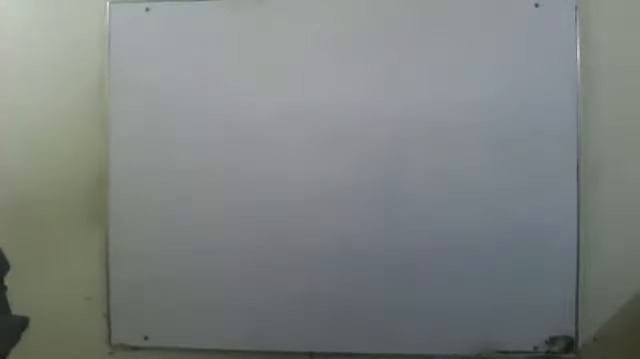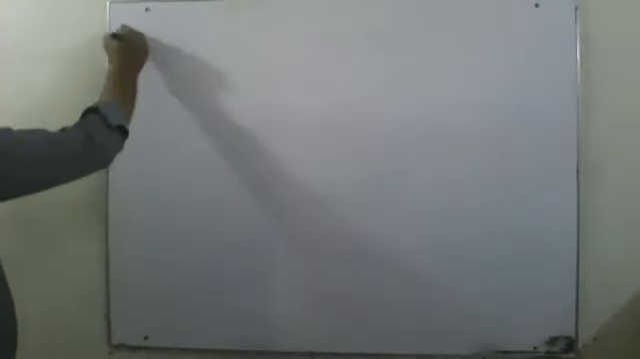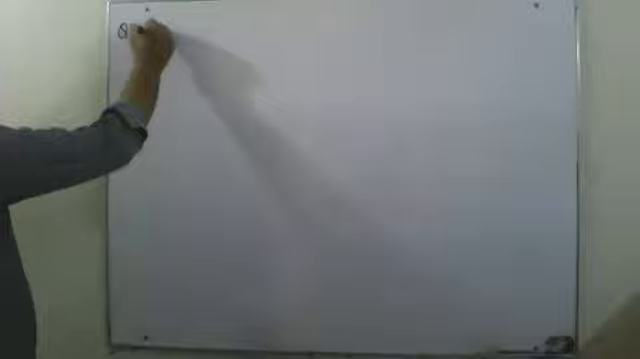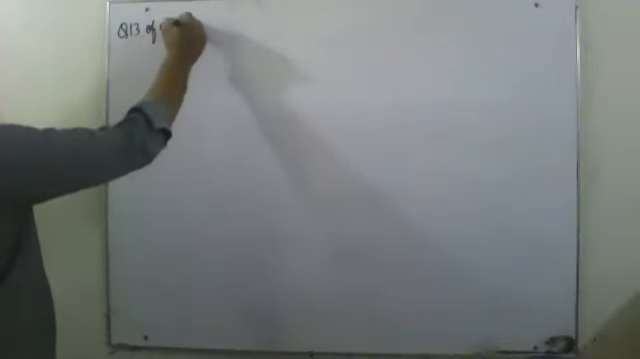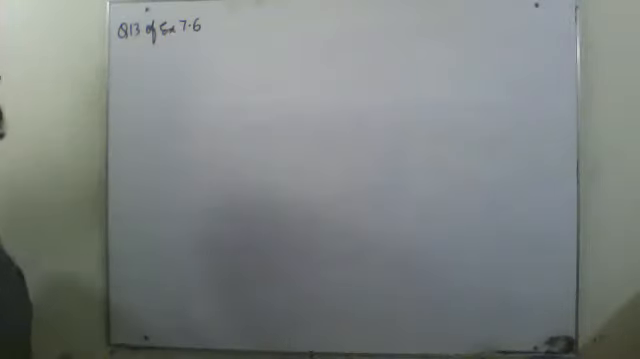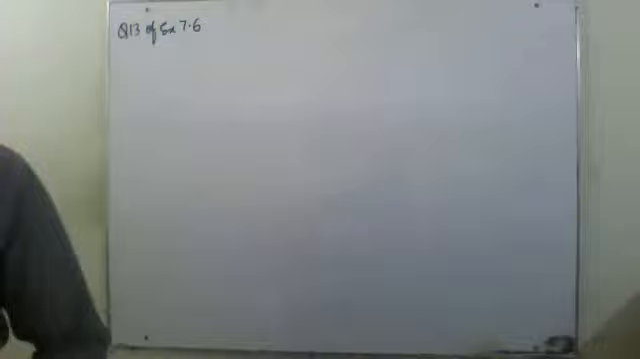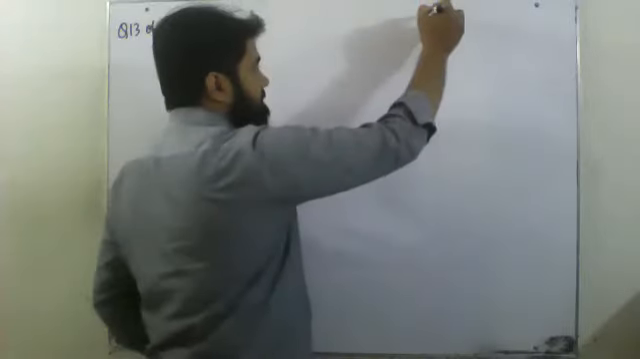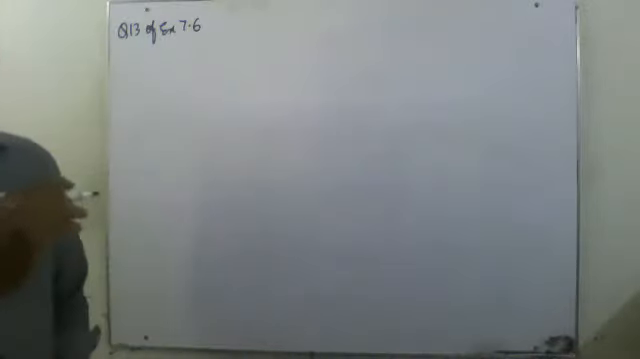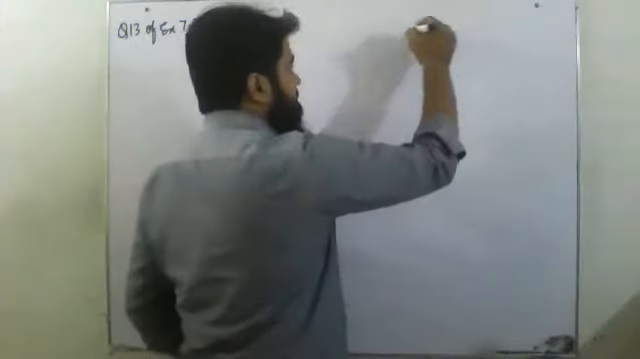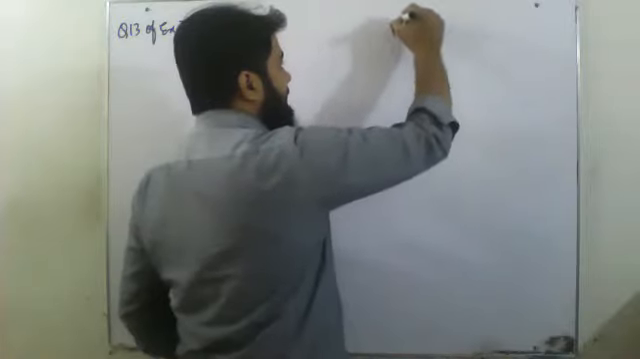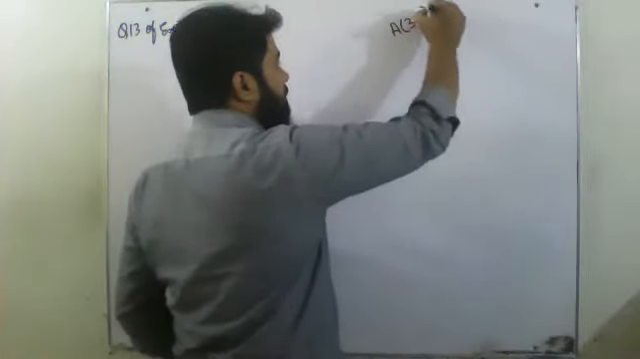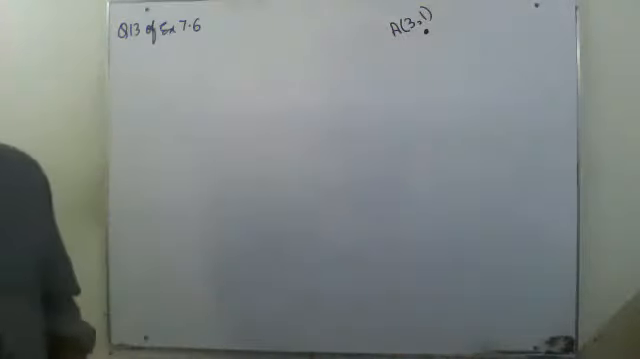Okay. Question number 13 of exercise 7.6. Now the question says a line is given to us, a line through A(3, 1). A point is there, A(3, 1). This is a point given to me.